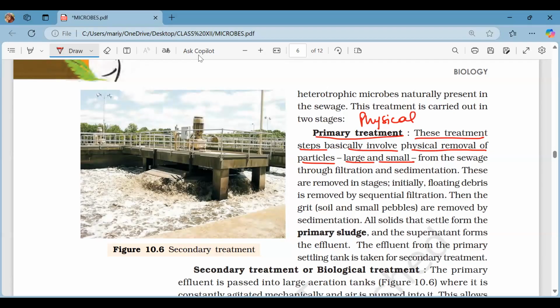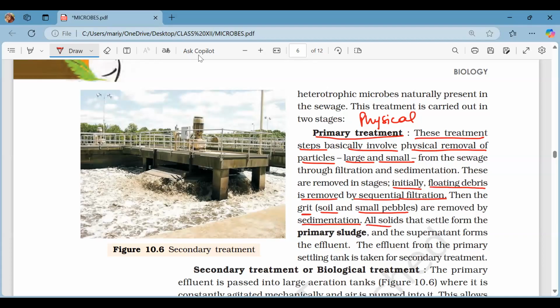So it is physically filtered out, and some smaller particles are sedimented down. These are removed in stages. Initially, the floating debris is removed by sequential filtration. So anything that is floating in that sewage is removed by filtration. And then the grit that contains the soil and the pebbles is removed by sedimentation. They are allowed to settle down and then they are removed.